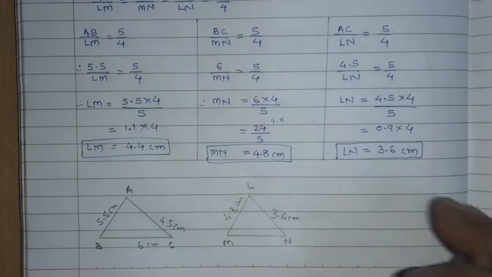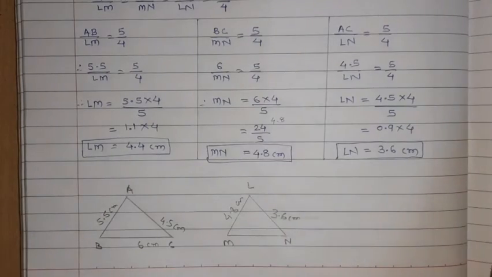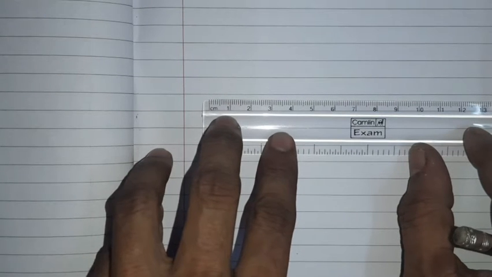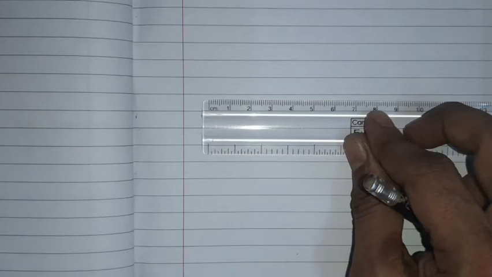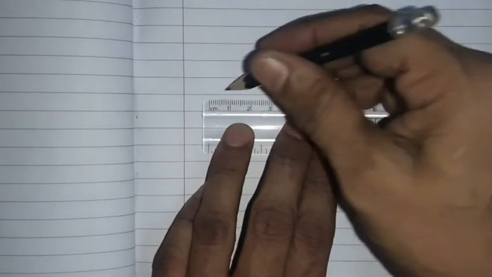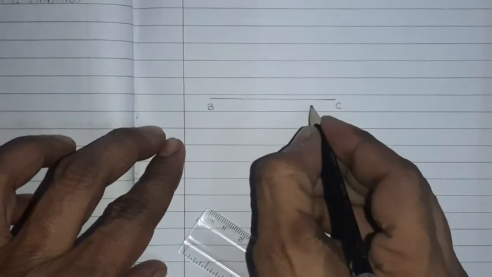Now we have to draw the final figure. For that purpose, see dear student, first of all, we have to construct the triangle ABC. In triangle ABC, BC is 6 centimeter. Therefore, we have to take BC 6 centimeter. We just draw a segment, that is the side. This is B and here it is C. It is 6 centimeter. After that, we have to plot the point A.